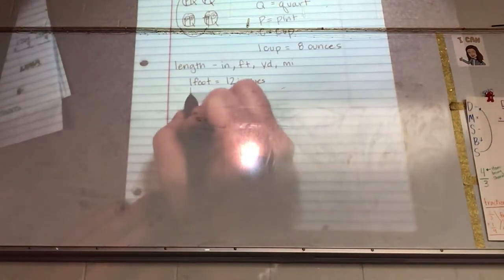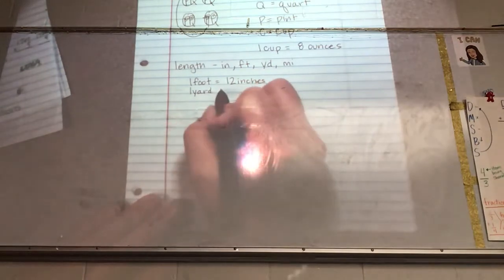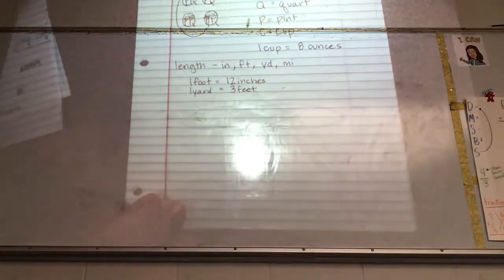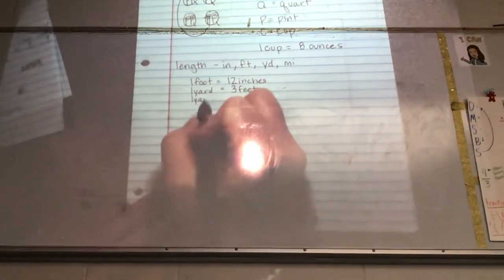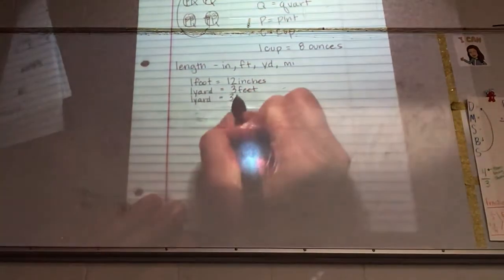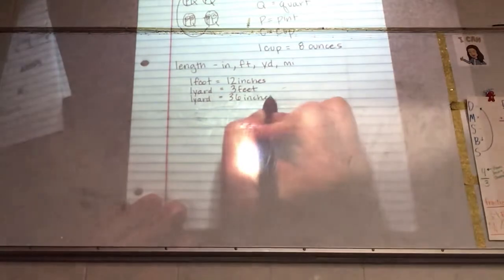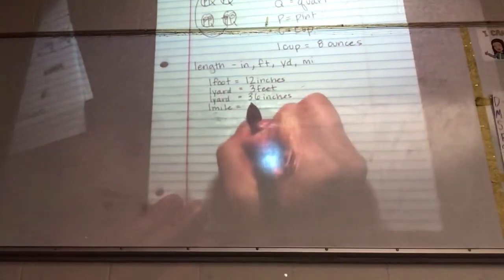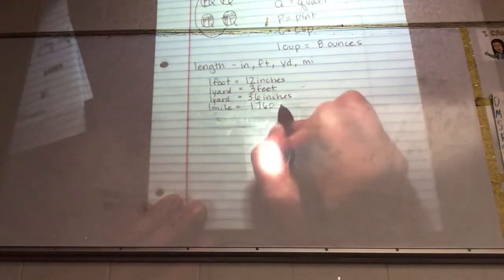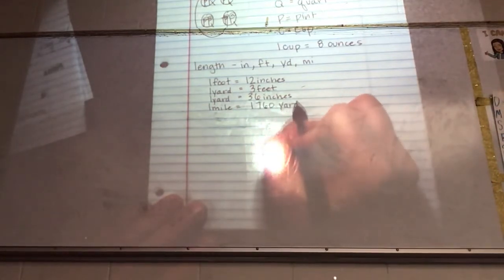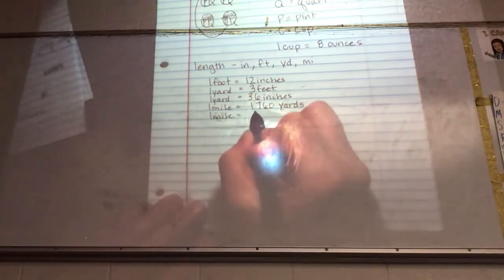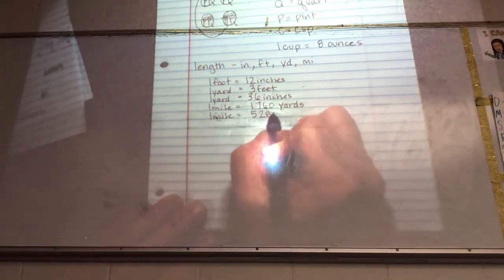In 1 yard, there's 3 feet. So in that case, in 1 yard, there's 36 inches. In 1 mile, there's 1,760 yards. And in 1 mile, there's 5,280 feet.